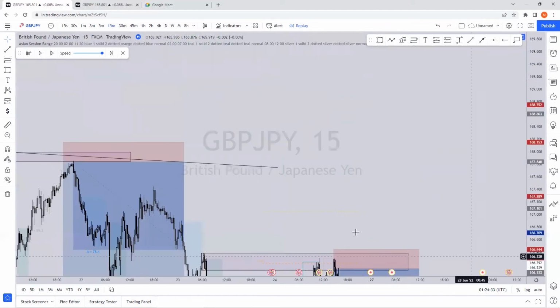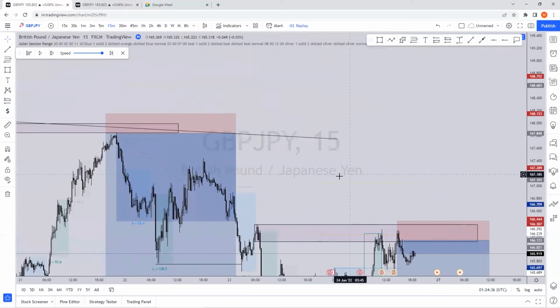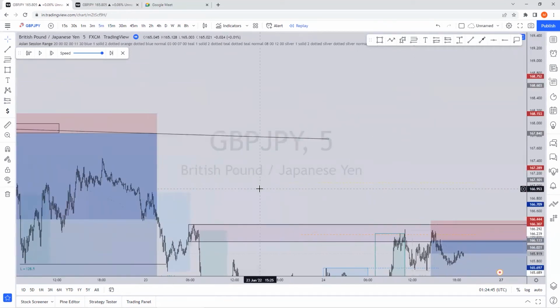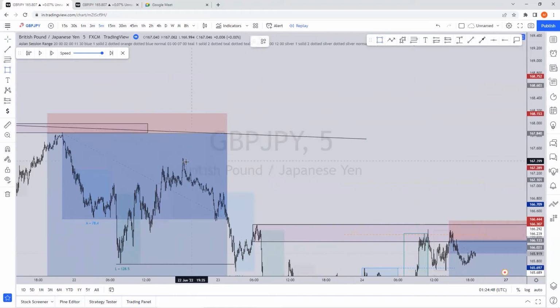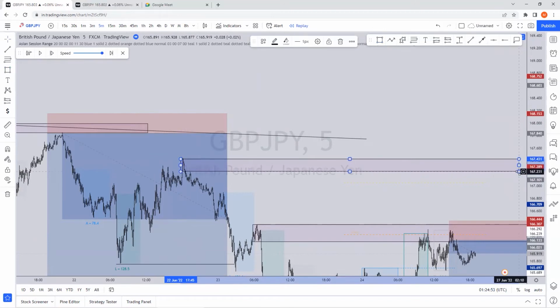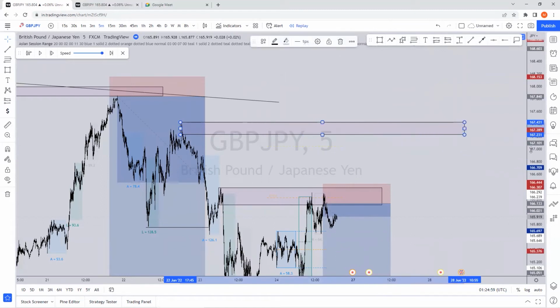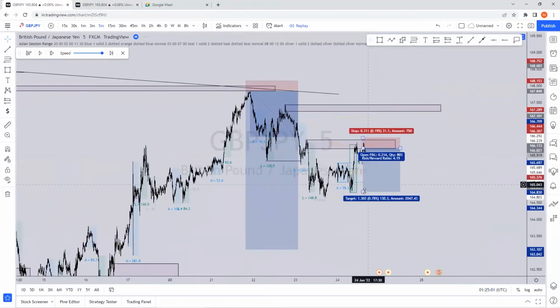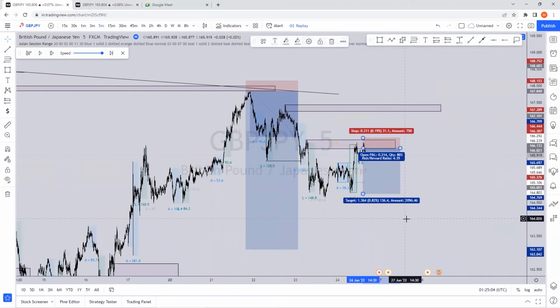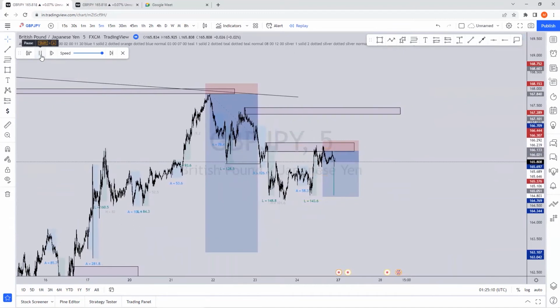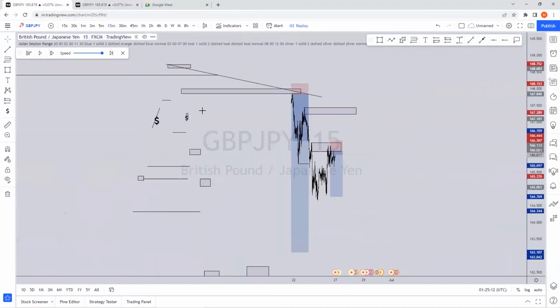But at the same time, we also have a nice base around here, just in case price comes to this area. This is also a very nice base before this move to the downside. So let's see if price will obey this. This is just a 136 pips target. Let's see. Let me go to 15 minutes, so this will be fast.